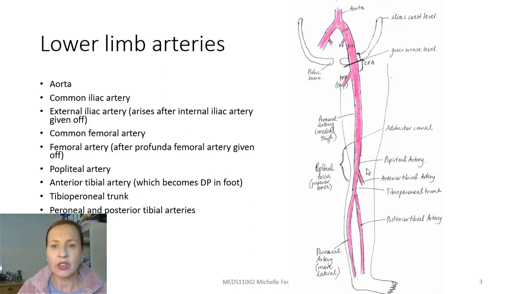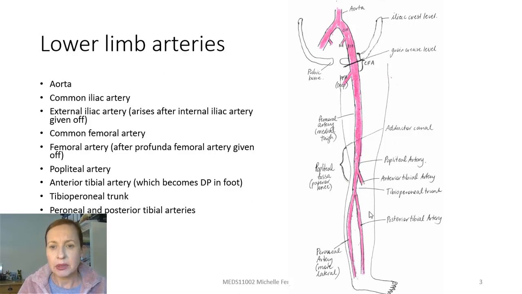And then it gives off a branch which goes to the anterior lower leg called our anterior tibial artery. And then there's a common little bit after that, and we call it the TPT, the tibio-peroneal trunk, and that's because it's a trunk that gives rise to a tibial and a peroneal artery. Sort of think of it like where your sciatic nerve divides, but it gives off the posterior tibial artery and then a peroneal artery. And so you can see I've written the names there. And so they're all the names of the arteries in the leg that you really need to know about.